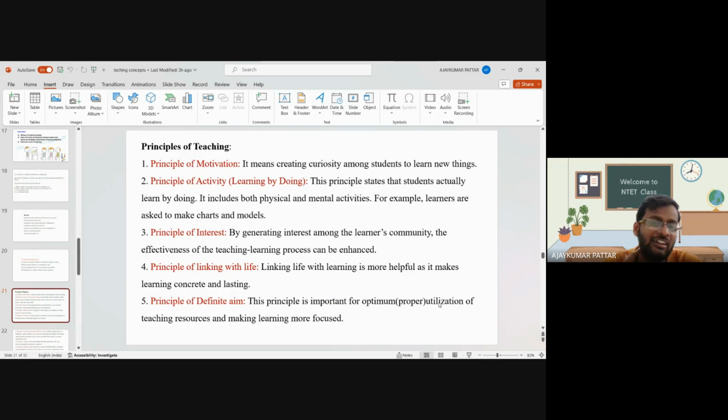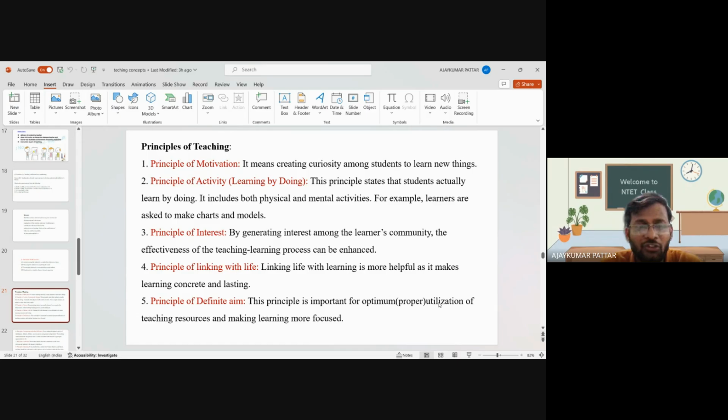Then the principle of interest. By generating interest among the learner community, the effectiveness of the teaching-learning process can be enhanced. इंटरेस्ट जनरेट करना है बच्चों में और कम्युनिटी में. If we don't generate interest in the teaching process, the audience will not listen, and learners will not listen. For example, when we go to some community to give health related education, if you don't create interest, then the people will not gather, they will not listen.